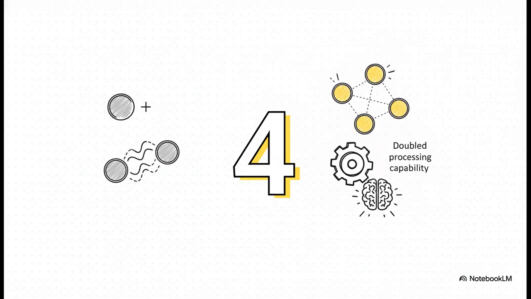Now watch what happens when we add a second qubit. We don't just get one more state, we double our capacity. Two qubits can hold four possible states all at once: 00, 01, 10, and 11.